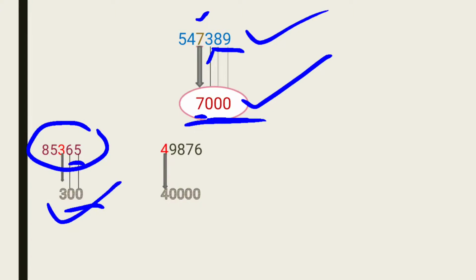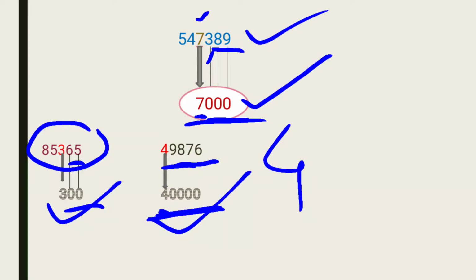Next example, 49,876 is the number, and we have to find out the place value of digit 4 in this number. So we will write the 4 as it is, and we will count the remaining digits after that digit. So there are 4 digits after the digit 4. So we will add that many zeros after that number. So 40,000 will be the place value for this digit 4 in that number.